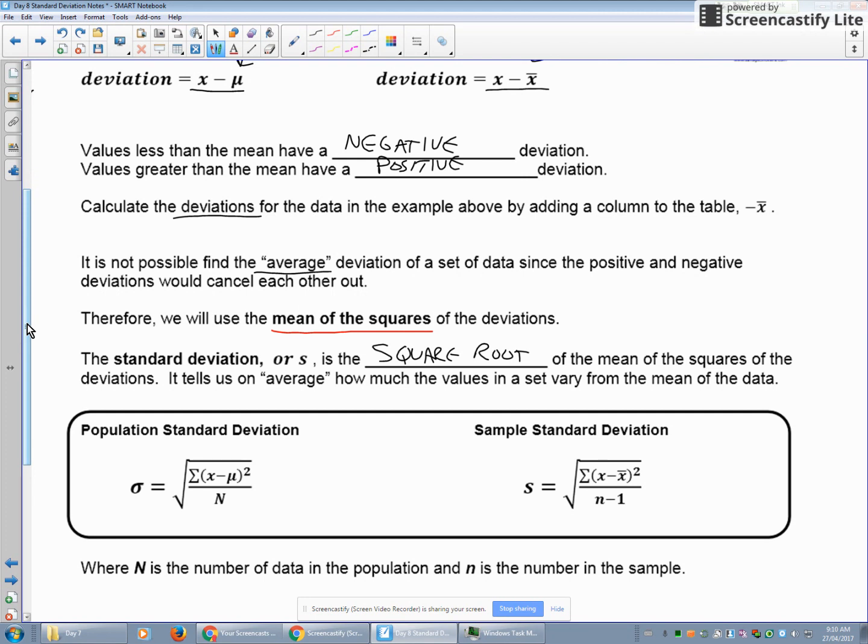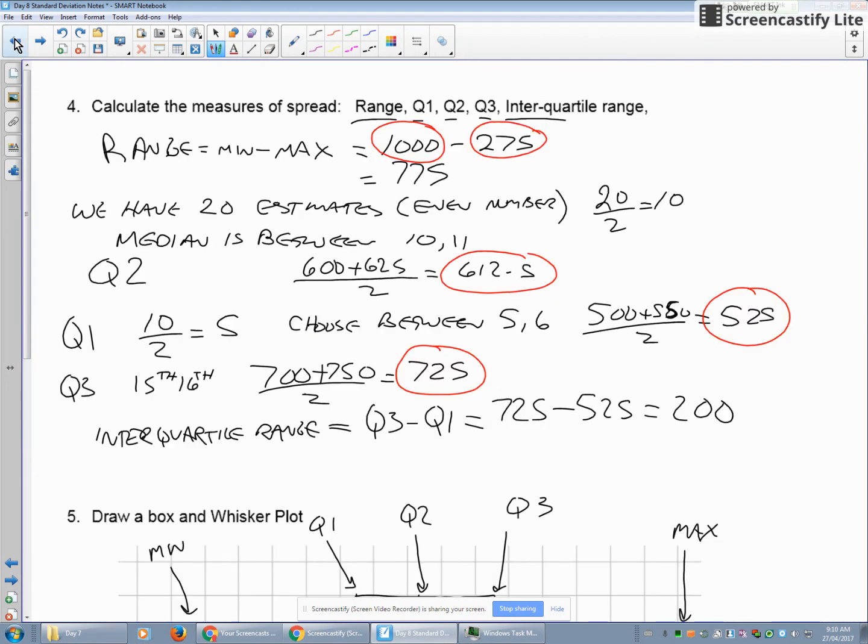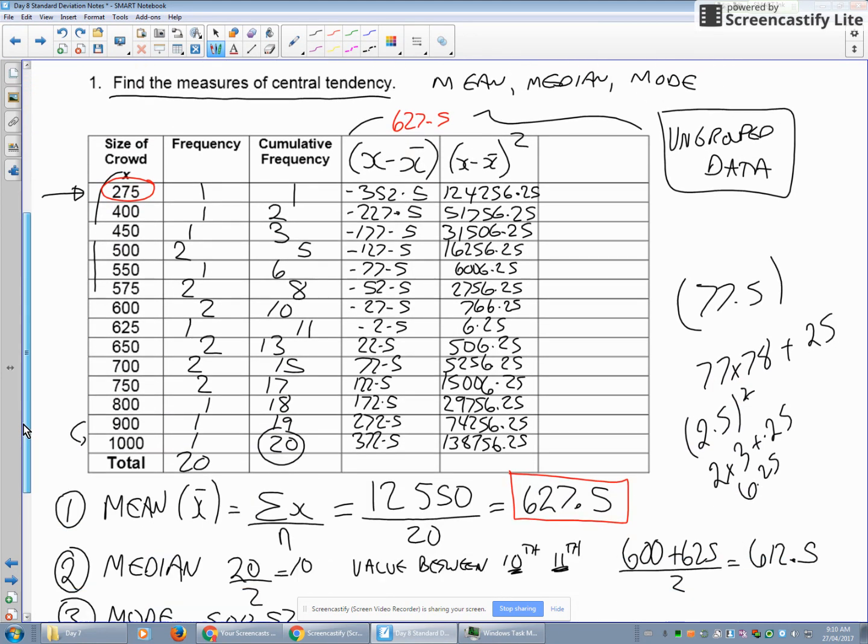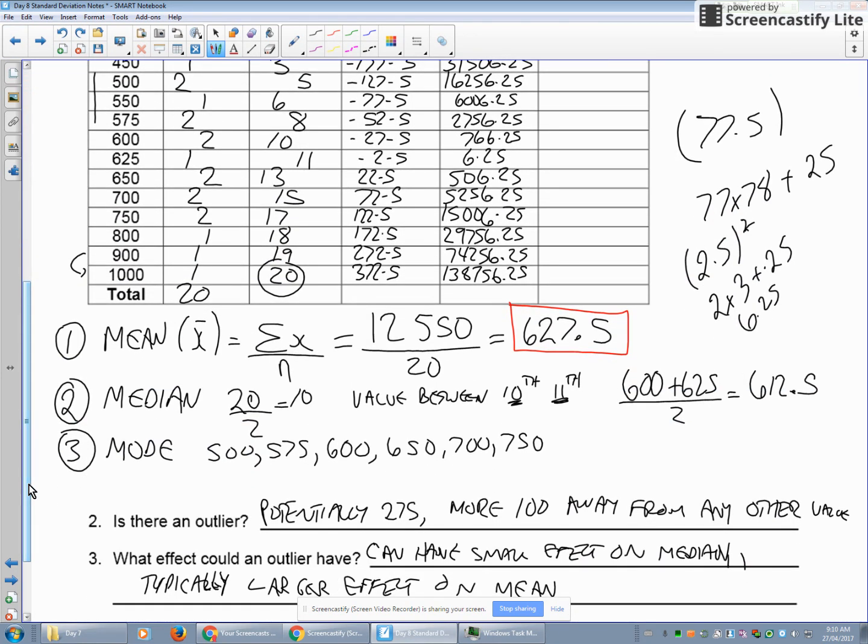Hang on. We didn't calculate the mean of the squares. What we just did on that last page is we calculated the squares of the deviations. So now we've got a series of data and we have to calculate the mean of the squares. What we've seen is that when we have ungrouped data and we calculate a mean, here's our mean. We took the summation of x divided by n.